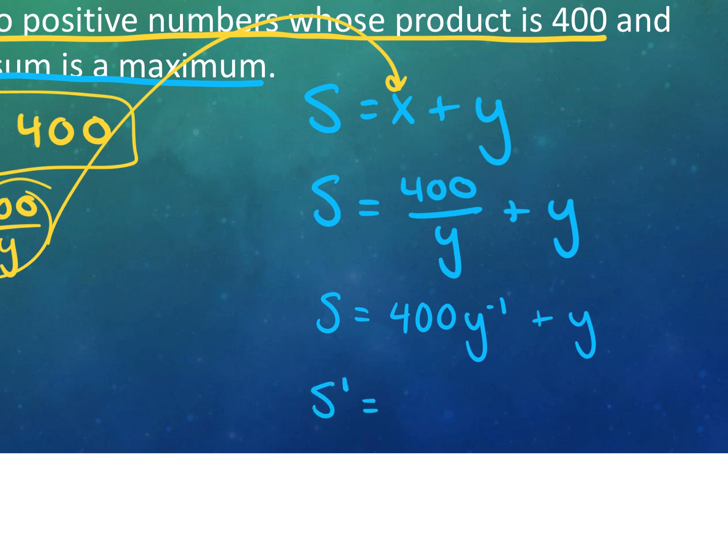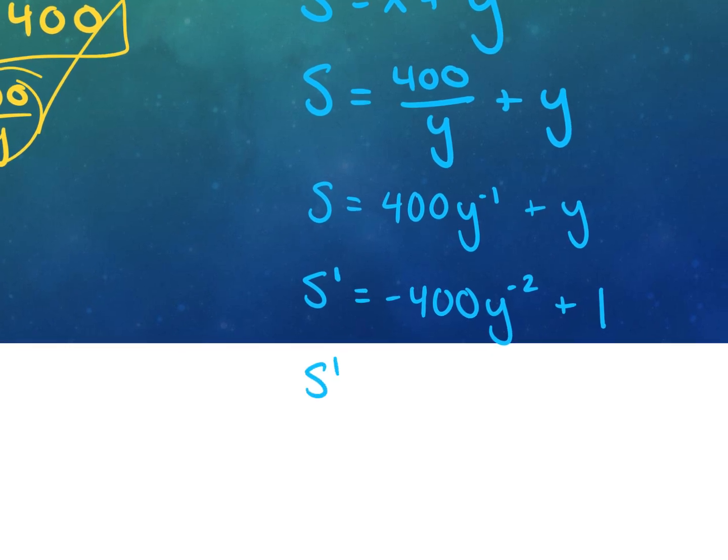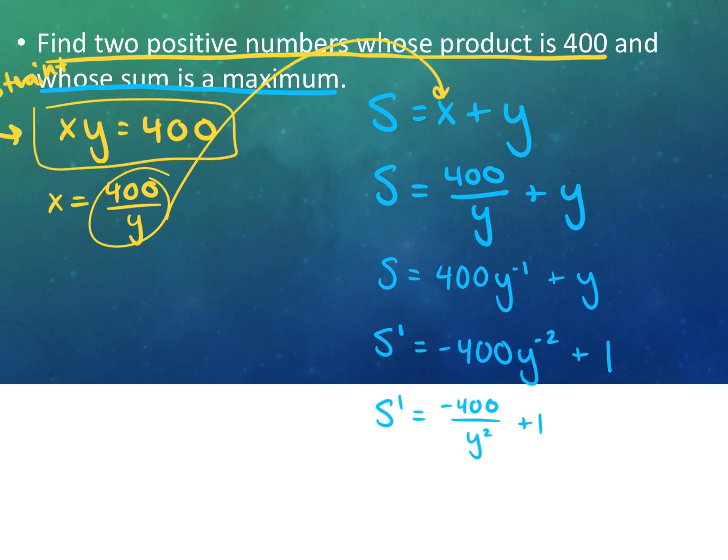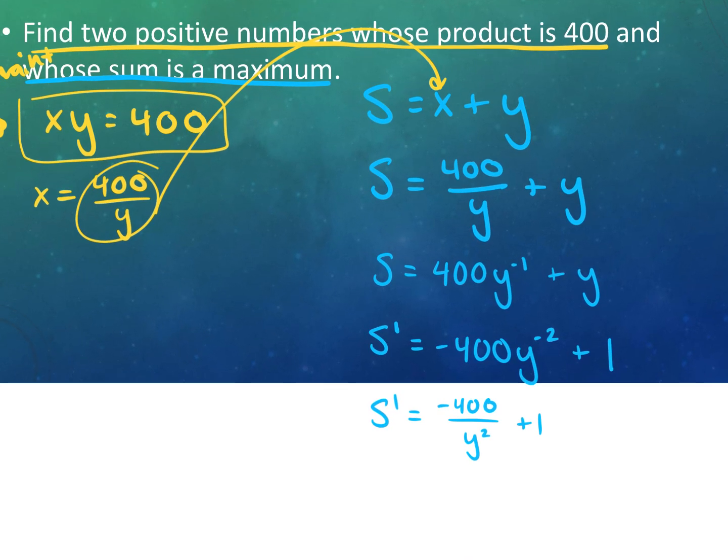I'll call it s prime is equal to negative 400 y to the power of negative 2. What's the derivative of y? 1. So then our derivative would be negative 400 over y squared plus 1. What would I do next? How would I find where my sum is a maximum? What do we do in the last one? Awesome. Set it equal to 0 and we're going to solve for y.